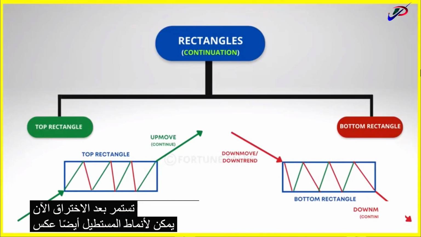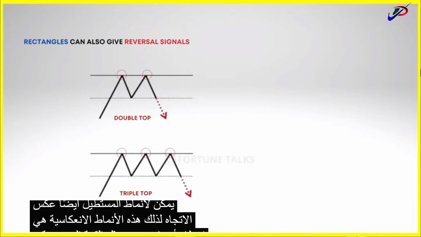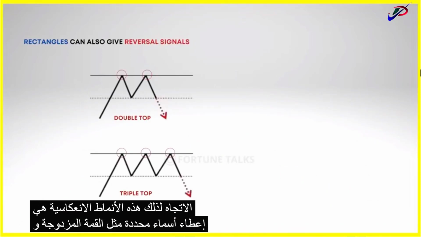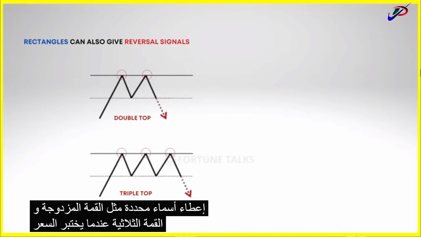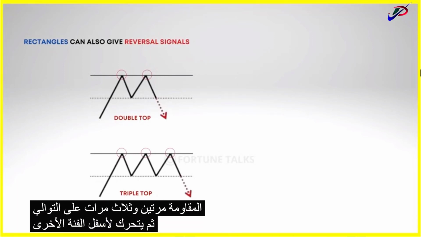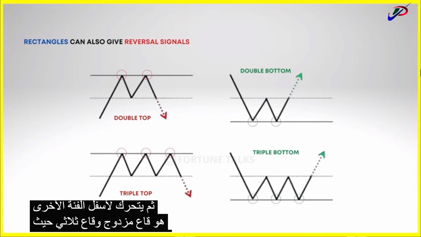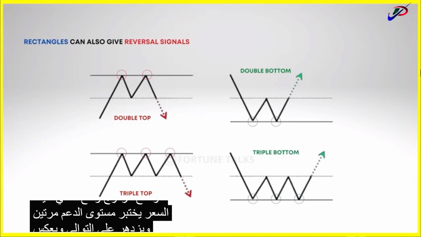Now the rectangle patterns can also reverse the trend. So these reversal patterns are given specific names like double top and triple top when the price tests the resistance twice and thrice respectively and then moves lower. The other category is double bottom and triple bottom where the price tests the support level twice and thrice respectively and reverses upwards.